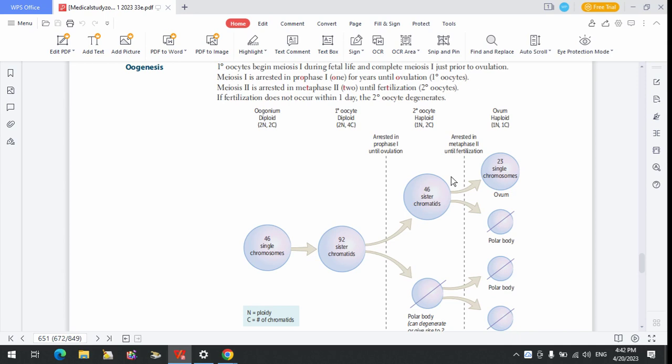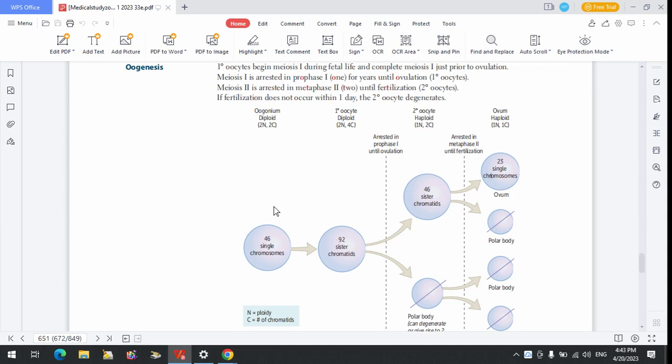So once it gets fertilized, bam, it will immediately mature into one polar body and an ovum with 23 chromosomes. So it is this 23 single-chromosome ovum that will now merge with the spermatozoa to form a zygote with 46 chromosomes. All the polar bodies that are formed degenerate.